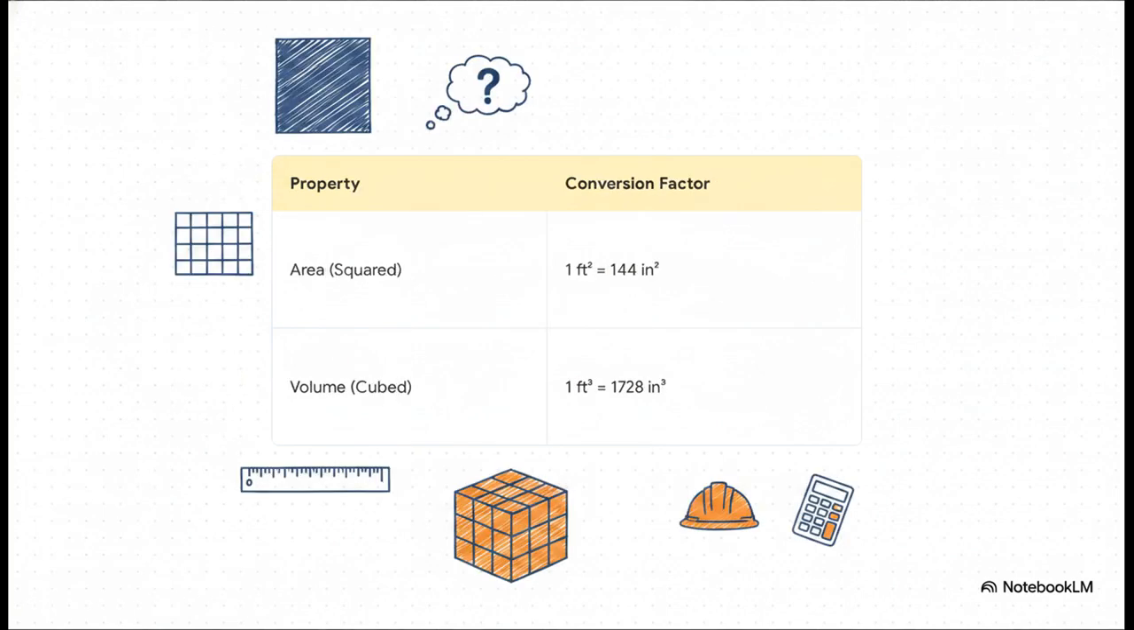And this brilliantly illustrates one of the absolute biggest traps you're going to face. Because area is squared length, your conversion factor must also be squared.